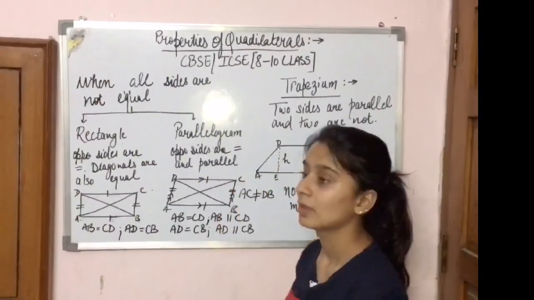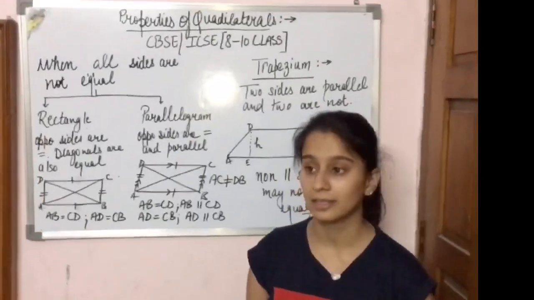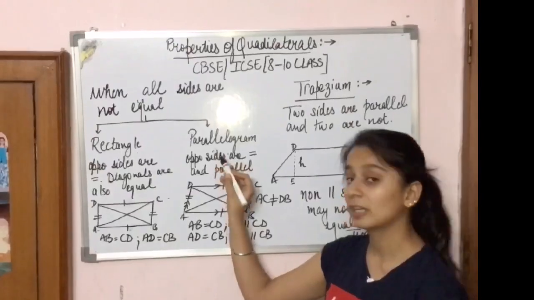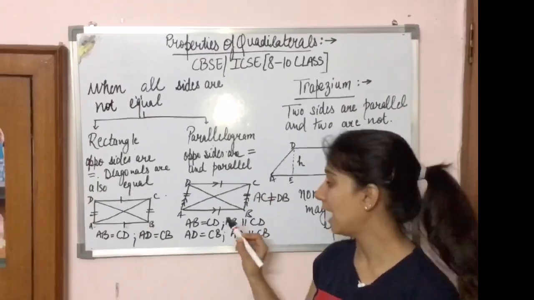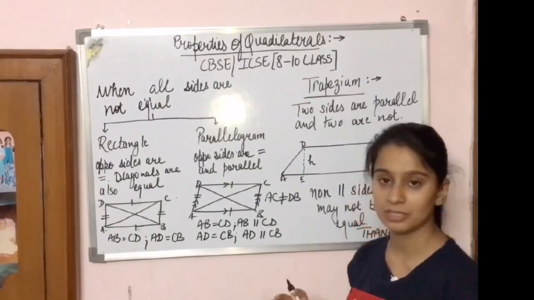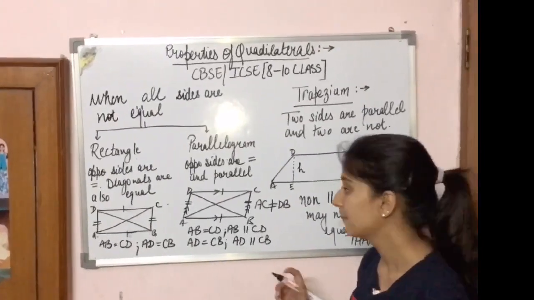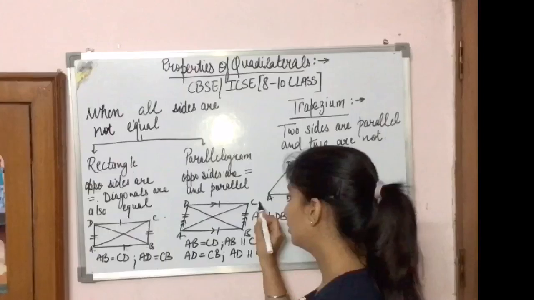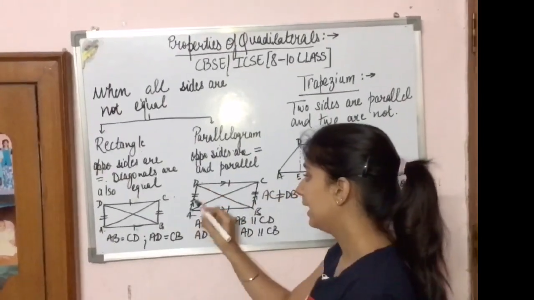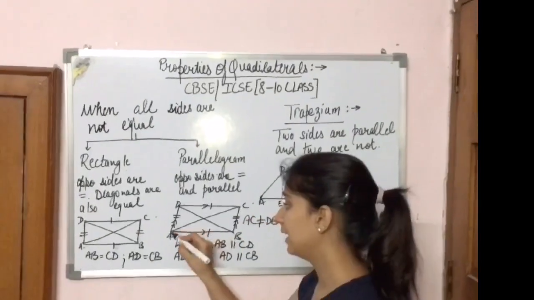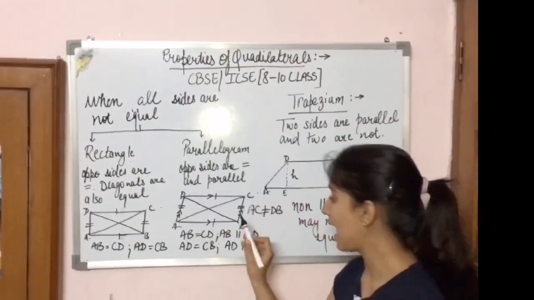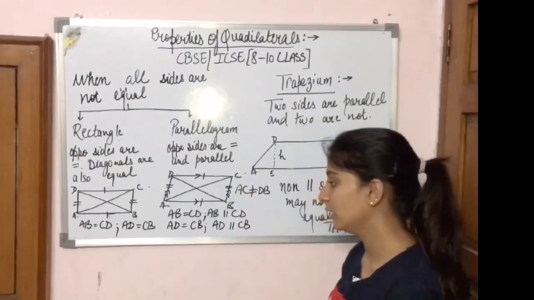Now parallelogram. A parallelogram is somewhat similar to a rectangle. The only difference between a parallelogram and a rectangle is that the opposite sides of a parallelogram are also parallel and the diagonals of a parallelogram are not equal. That means AB will be equal to CD also. AB will be parallel to CD. AD will be equal to BC and AD will also be parallel to BC. And diagonals AC and BD will not be equal to each other.